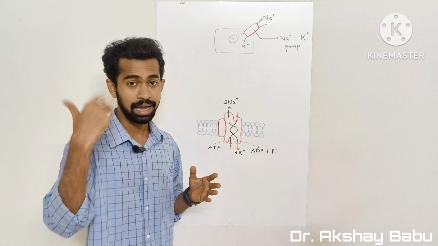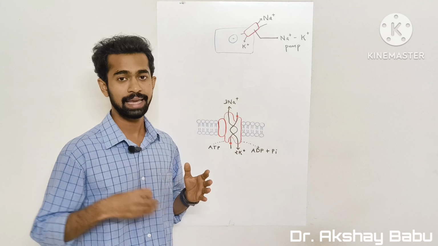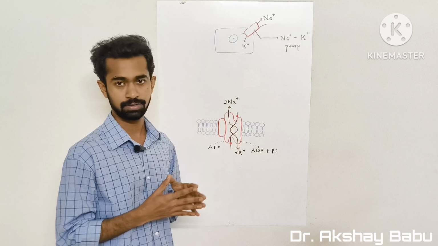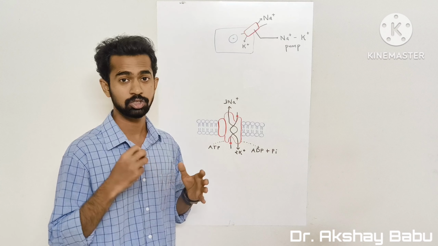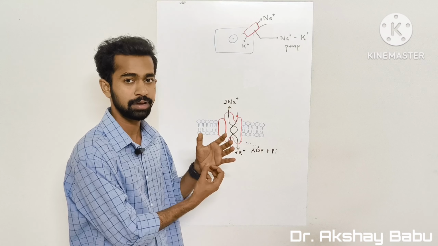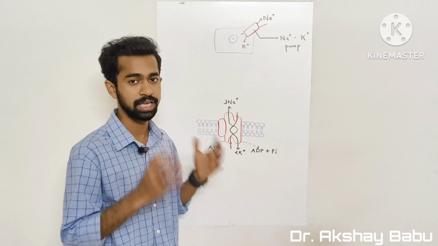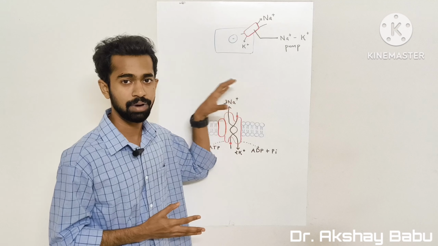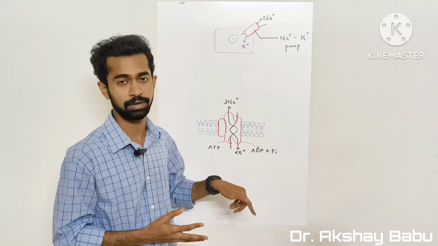This liberated energy can cause a chemical and conformational change in this protein complex, thus leading to the extrusion of the three sodium ions which were bound on the inside to the outside, and at the same time the intake of two potassium ions which were bound on the exterior to the inside.